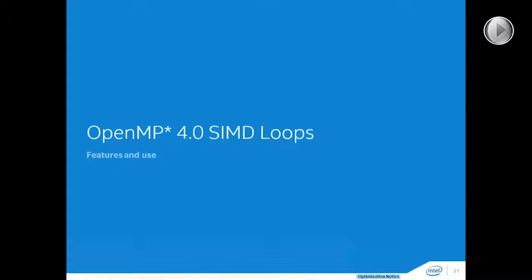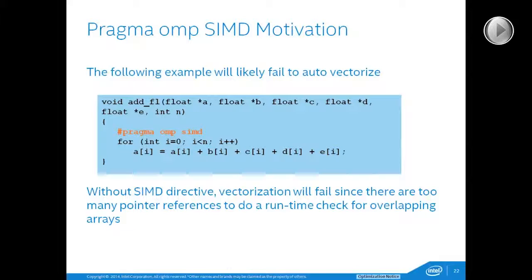Let me quickly move on to SIMD loops, which is another explicit vectorization tool which we offer as part of the OpenMP 4 spec. So again, the motivation. Here we have a simple function, add_fl. This function accepts a bunch of float pointers and an integer. Let's assume that pragma omp simd is not available right now. So you have a simple for loop running from 0 through n, and all it does is add the elements of the arrays and then store the result into the a array.